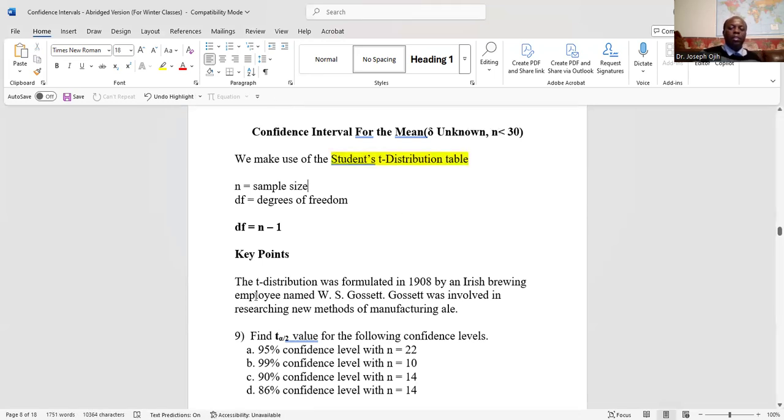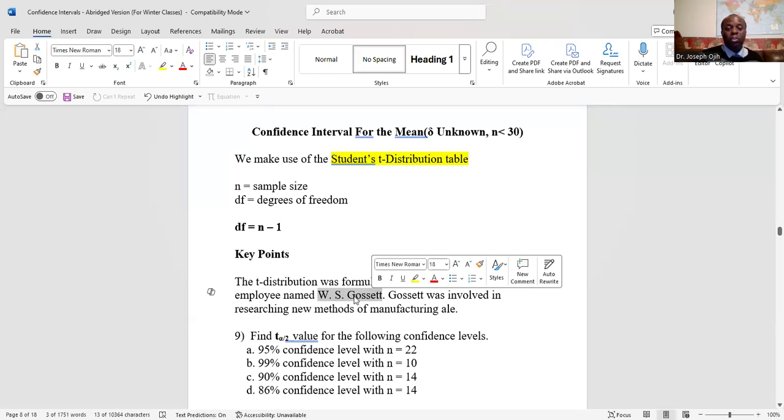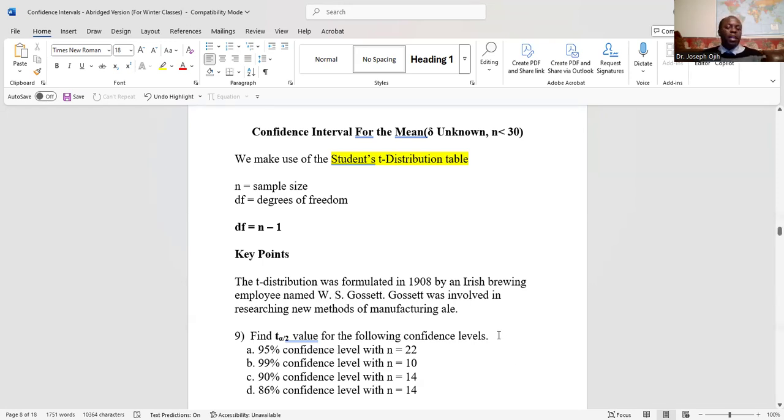Now, this table has a very interesting history. It was formulated by William S. Gosset, W.S. Gosset. This guy is interesting. He was working at a brewery, where they make beer. This type of beer, they call it ale. At that time, in the 18th and 19th century, there was a lot of competition between companies, almost like they were fighting for the market.